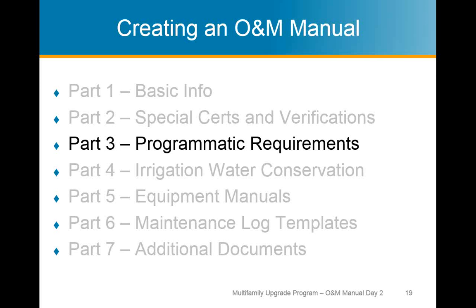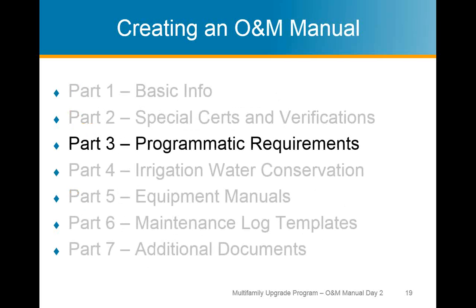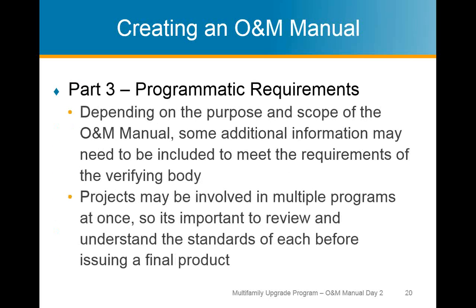So part 3, programmatic requirements. I'll just take a step back here. This is kind of the other side of the same coin for special certs and verifications. They're not entirely unrelated. Depending on the purpose and scope of your O&M manual, some additional information may be required here to meet the requirements of the verifying body that's running the program. Projects may be involved in multiple programs at once, so it's important to review and understand the standards of each before we issue the final product in this section.